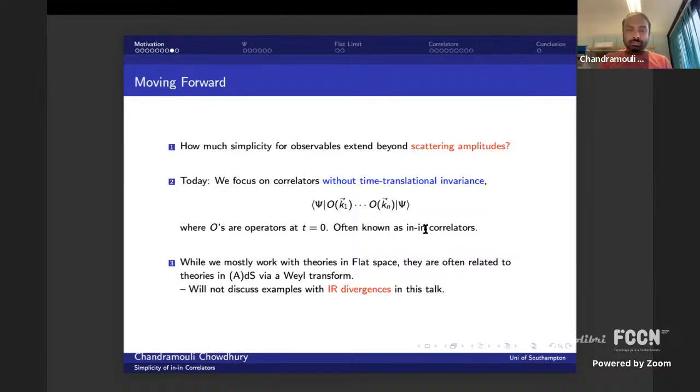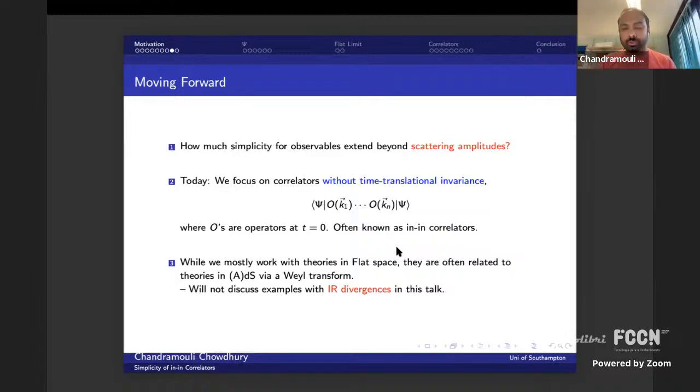Now, in this talk, just to keep things very simple, I'll describe the simplicity that we observed for objects like this in flat space. So you can really just think of these as correlators in flat space, but you can map them to a problem or a computation in AdS or de Sitter spacetime, which is relevant for cosmology, by a simple Weyl transform.